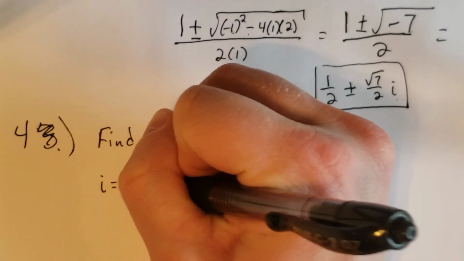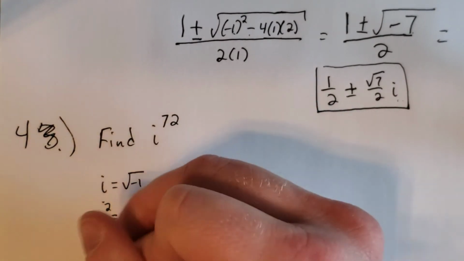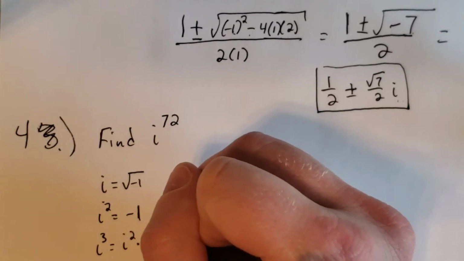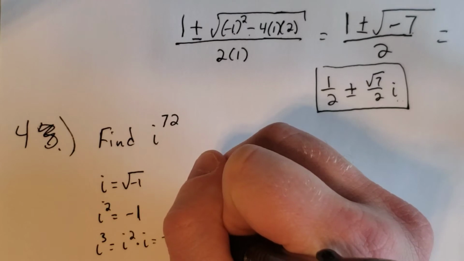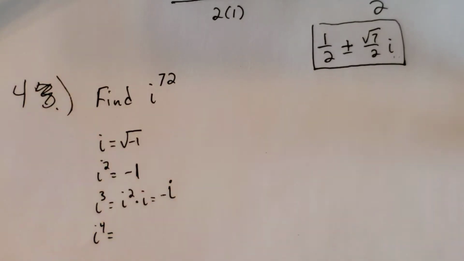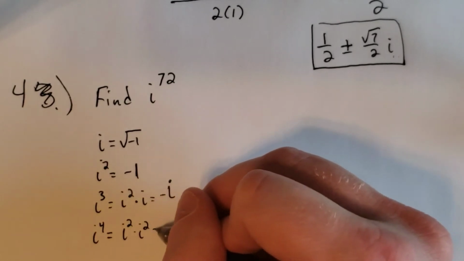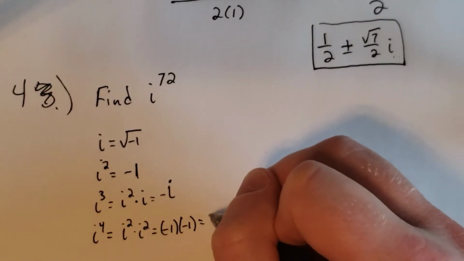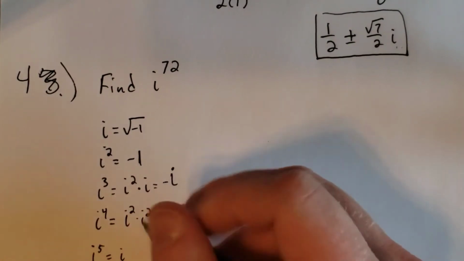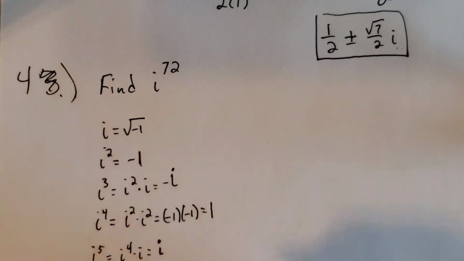What is i? i is the square root of negative 1. What is i squared? Well, we take that and we square it and we get negative 1. What is i cubed? That is i squared times i, and i squared we said was negative 1. So this is negative 1 times i, or just negative i. What is i to the 4th? Well, this is i squared times i squared, which is negative 1 times negative 1, which is 1. And then what is i to the 5th? That is i to the 4th times i, but i to the 4th was 1, so this is just back to i again.